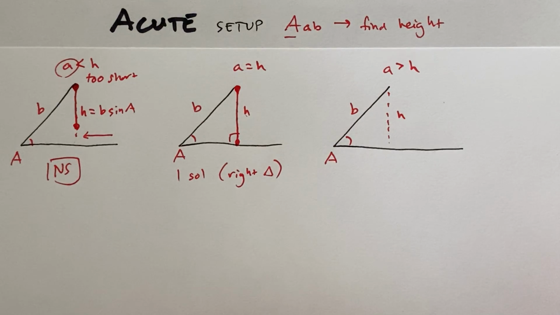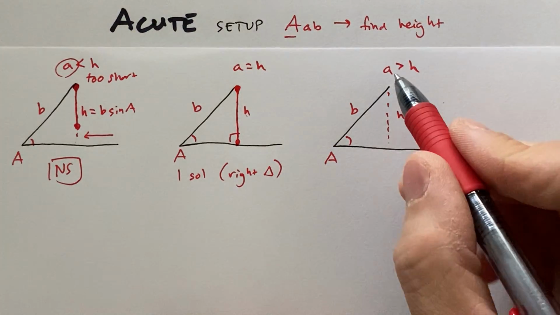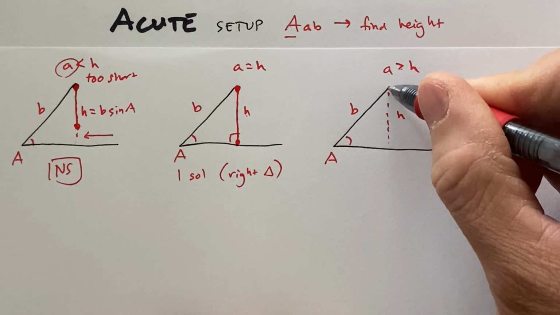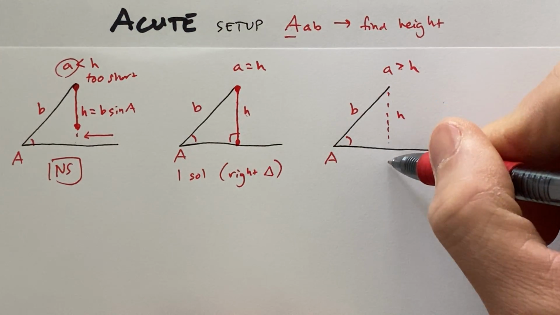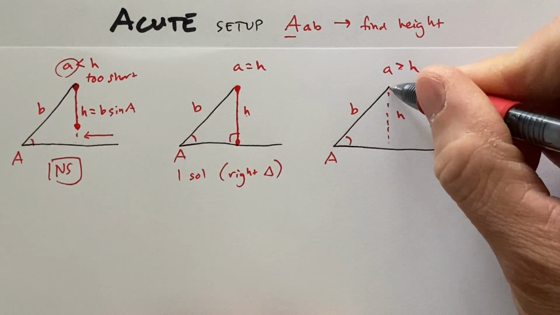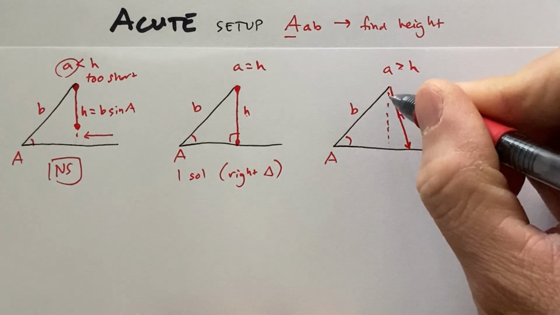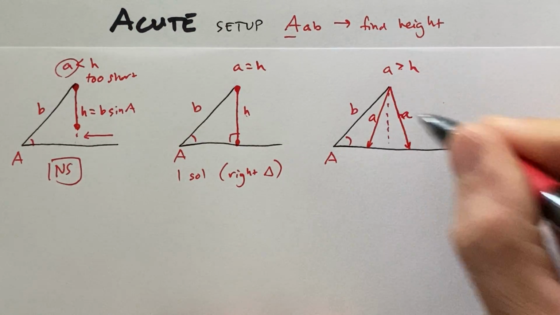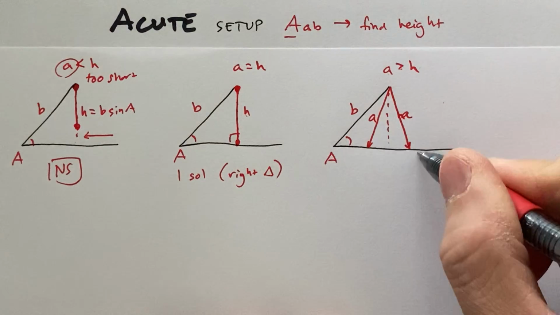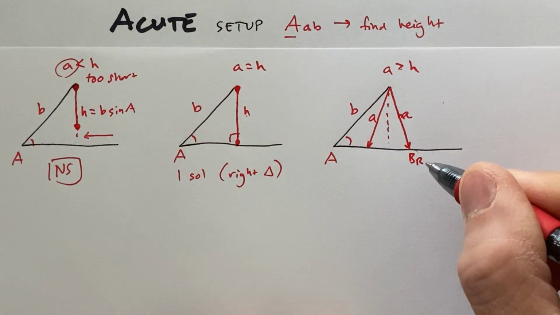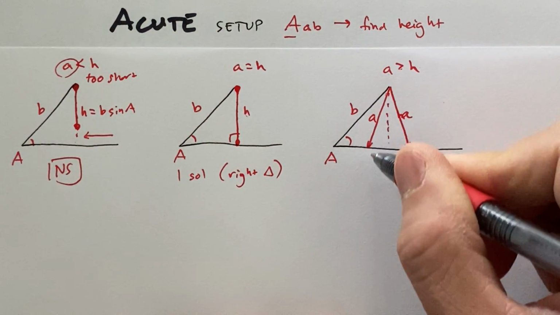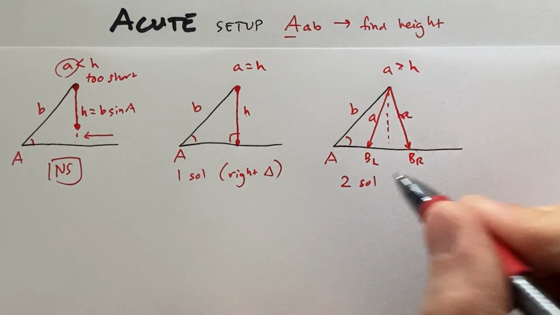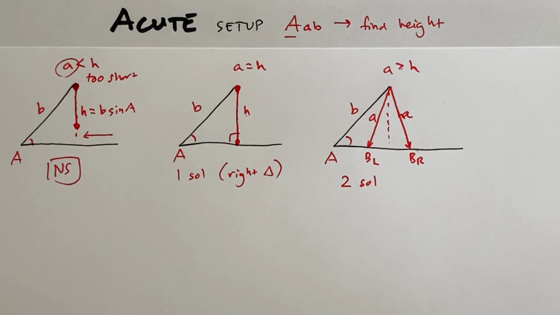And then the last case, supposedly the trickiest one, is what happens if a is larger than the height? Well, if here's the height, the altitude, and a is larger, I can't just stick it straight down and poke it through the ground. What I have to do is lean a little bit to the right, or possibly lean a little bit to the left. So a is either going to land here, so this is going to be angle B. I'll call this B right, or it could be leaning this way, B left. So in this case, we have two possible solutions. And that's where things get a little bit tricky.